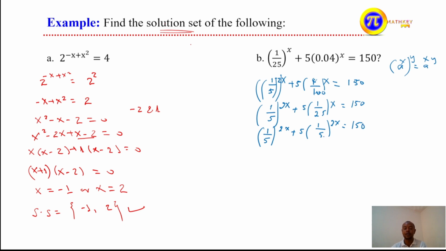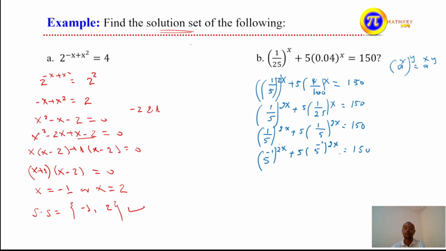Here we have. So to have the same base, take this: 1 over 5 means 5 to the power of negative 1. This is equal to (5 to the power of negative 1) the whole to the 2x plus here is 5 into (5 to the power of negative 1) the whole 2x, equal to 150.